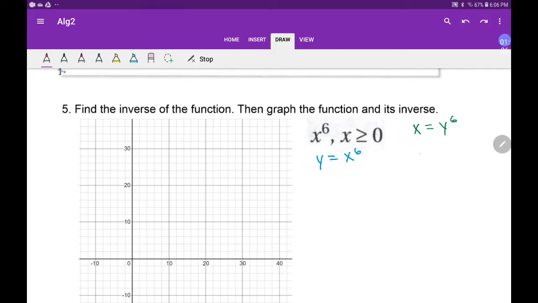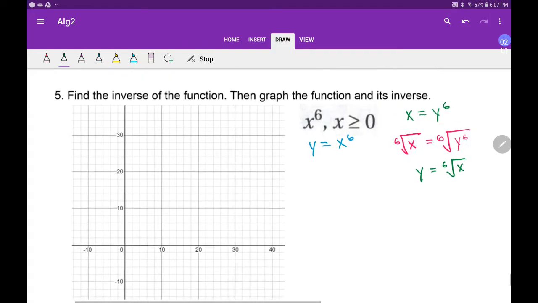Maybe I'll just write that below. I'm going to take the sixth root of both sides. Don't have room to squeeze it in there. And that's going to get me, what will it get me? Well, the sixth root of x. And let me switch it over to the other side. It's going to get me y is equal to the sixth root of x.